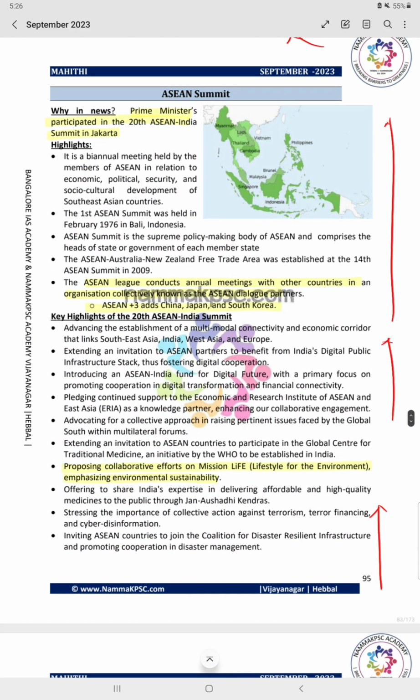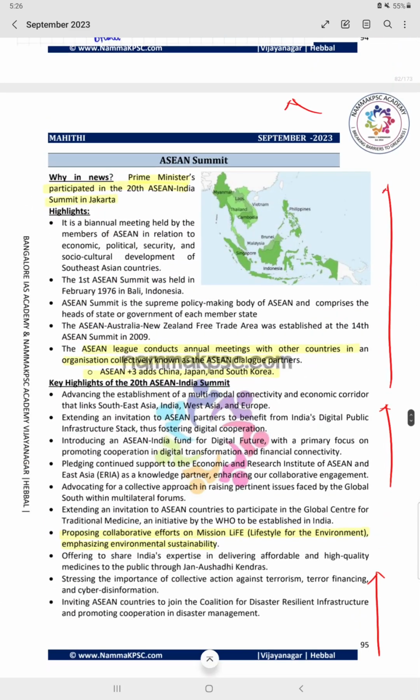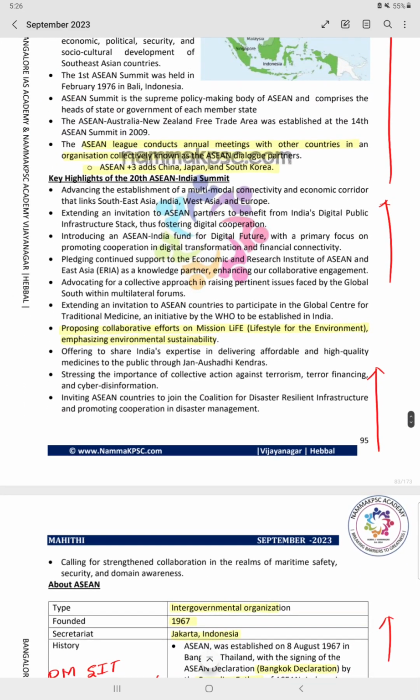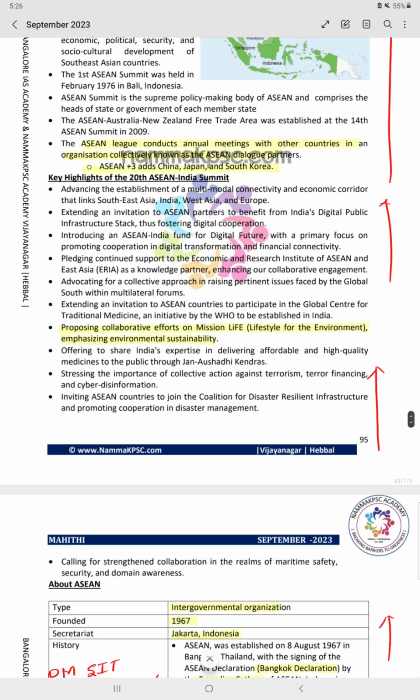Then the ASEAN Summit was also held in the same place, in Jakarta. All of those countries are there. Then we have to know one initiative that was very famous during this summit, the LiFE initiative, that is Lifestyle for the Environment, which emphasized sustainable lifestyle.